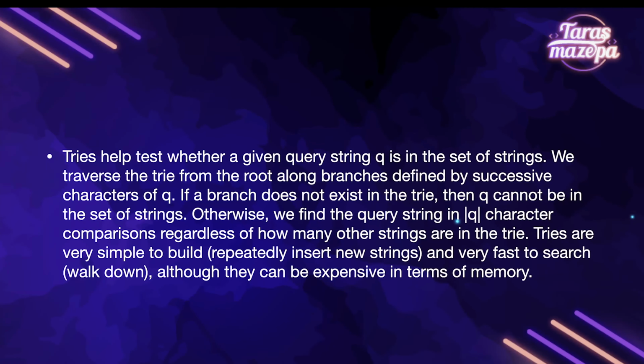Tries help test whether a given query string Q is in the set of strings. We traverse the tree from the root along branches defined by the successive characters of Q. If a branch does not exist in the tree, then Q cannot be in the set of strings. Otherwise, we find the query string in |Q| character comparisons, regardless of how many other strings are in the trie. Tries are very simple to build, repeatedly inserting new strings, and very fast to search, walking down. Also, they can be expensive in terms of memory.